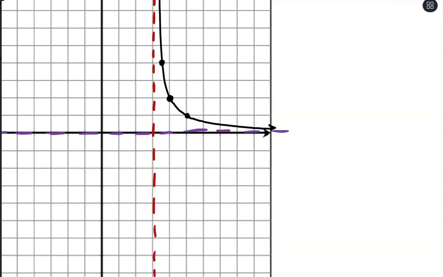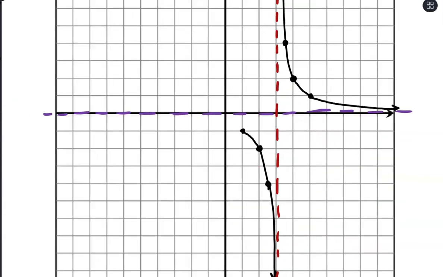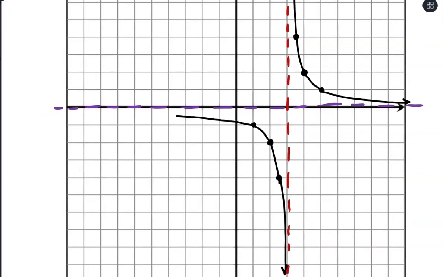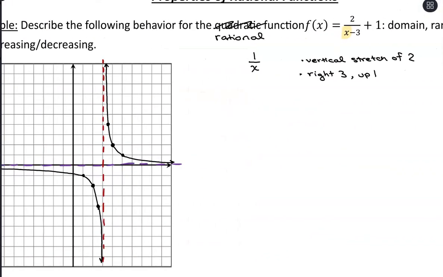And then over here, same idea, where I would usually have these key points. I'm going to stretch it by 2 vertically, and then use those asymptotes as the barrier for the graph. Get closer to that asymptote as we go there, and we're going to approach 0 in the long run there. So there's my graph.